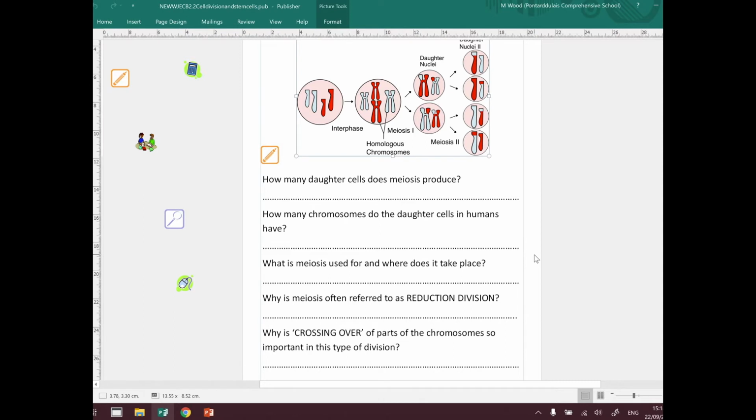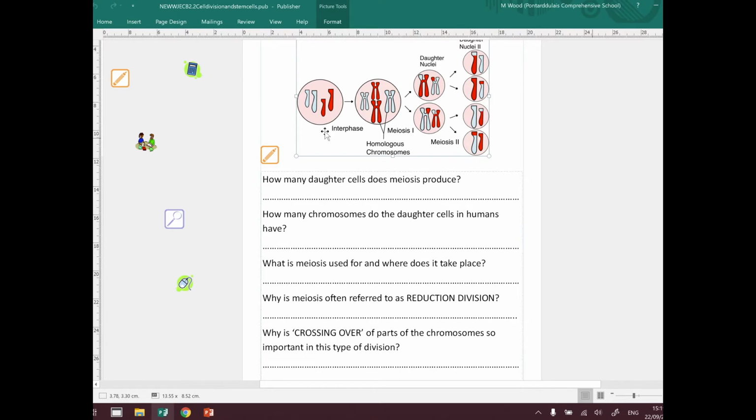So on these questions, if you have a go at answering them, and then I'm going to go over the answers. So if you pause the video at this point to answer, I will give you the answers in a second. So how many daughter cells does meiosis produce? It is 4. How many chromosomes do the daughter cells in humans have? Each of these daughter cells in a human cell would have 23.